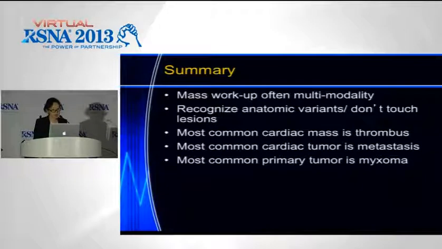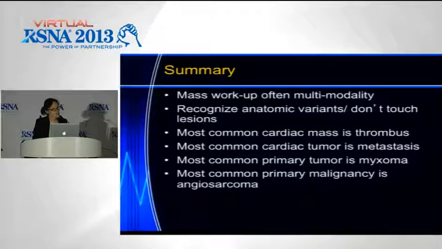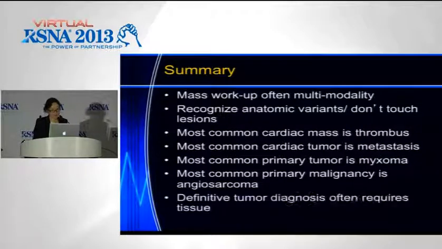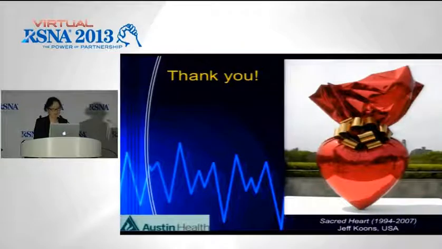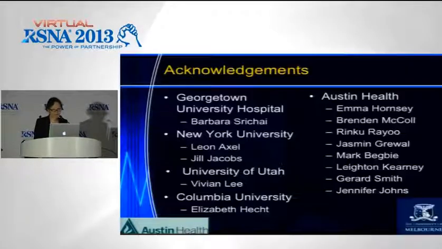Much less commonly, the most common primary tumour we'll encounter is the myxoma, and rarer still, the most common primary malignancy is the angiosarcoma. And despite all the rules that I've shown you in the various cases, still, in many cases, we're still going to need a tissue to make a definitive diagnosis. With that, I'd like to thank you very much and acknowledge the following people.